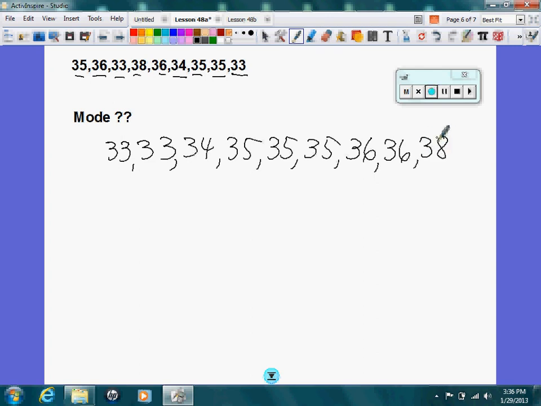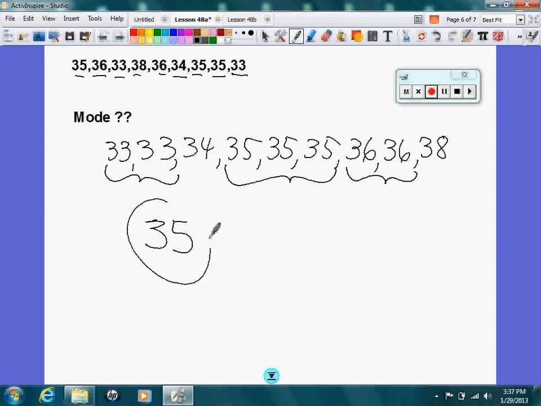Which one occurs most often? We have two 33s, three 35s, and two 36s. We have one 38 and one 34. Which number occurs most often? 35 occurs most often, so our mode in this case would be 35.